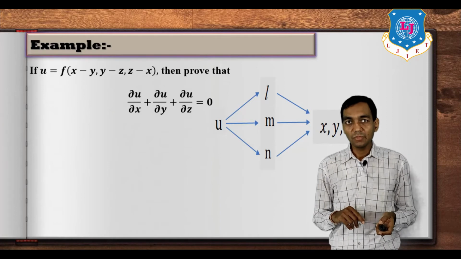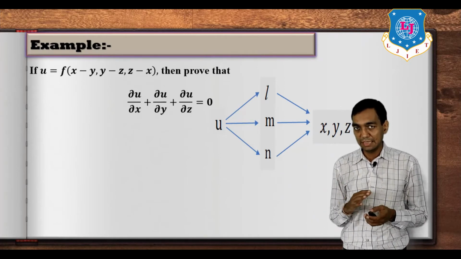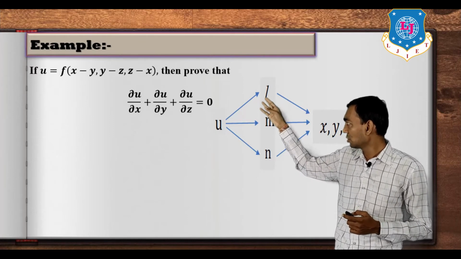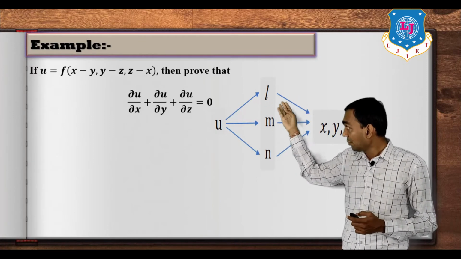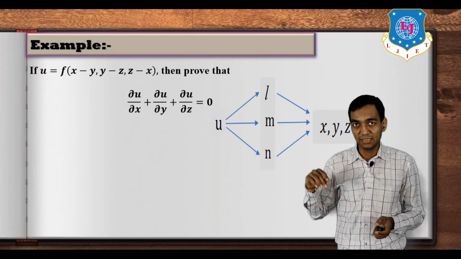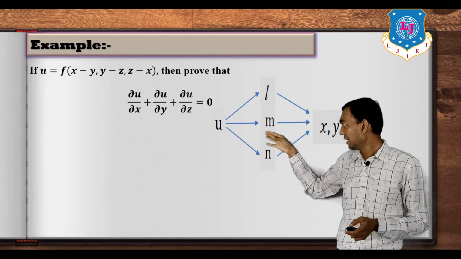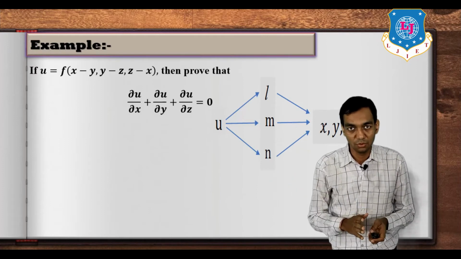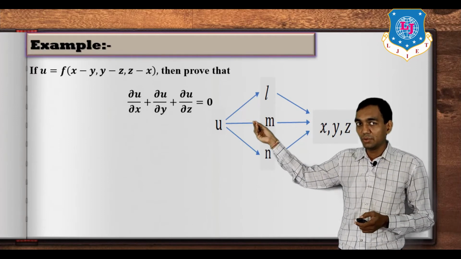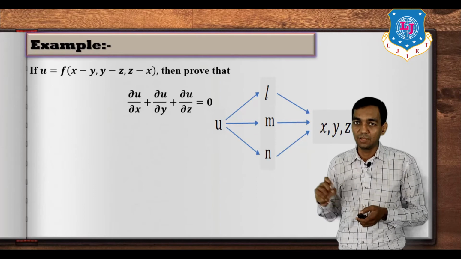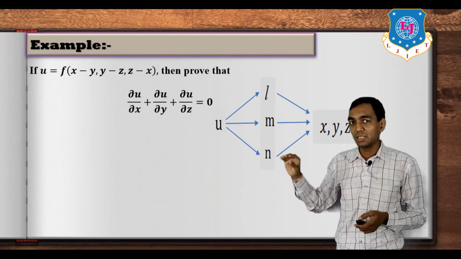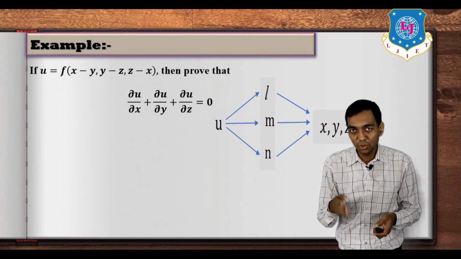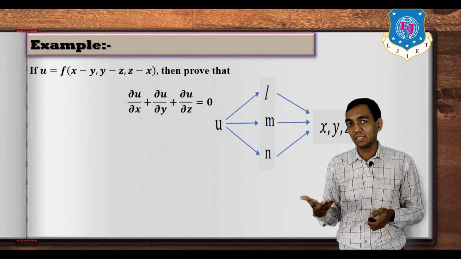Now, we are going with an example. See, now here we are starting with: if u is a function of x minus y, y minus z, z minus x, then prove that del u by del x plus del u by del y plus del u by del z is equal to 0. See, here you have not given the function directly in the form of x, y, z, but you have given it as a function of x minus y, y minus z, z minus x, and you have to differentiate it with respect to x, y and z.